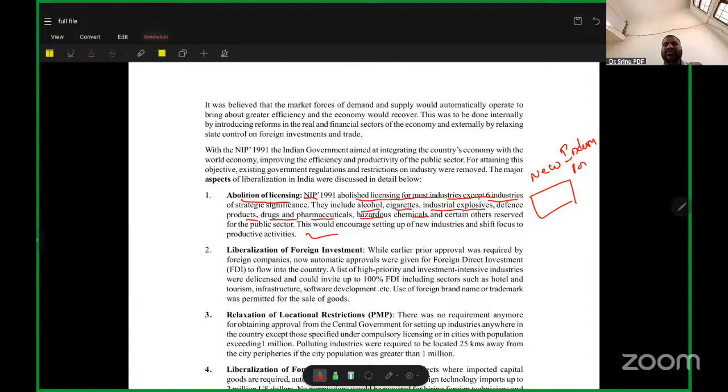And liberalization of foreign investments. Liberalization of foreign investments means that to bring FDI, foreign direct investment, into the country, there were rules and regulations previously. Now they removed those rules. So they allowed up to 100% in some of the sectors.